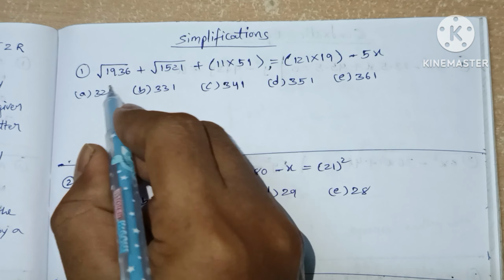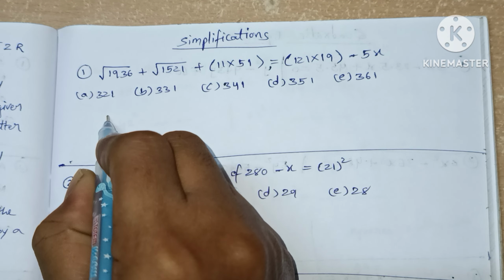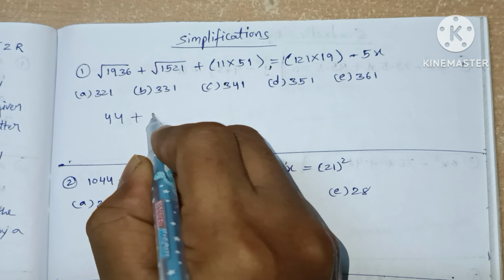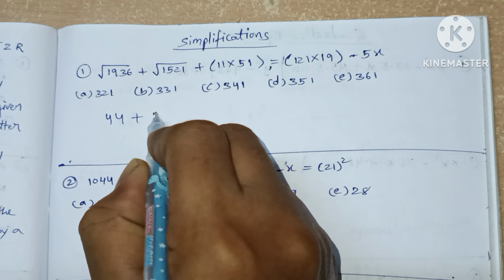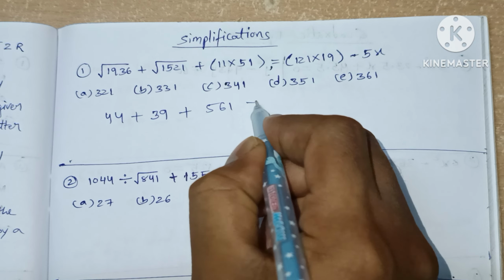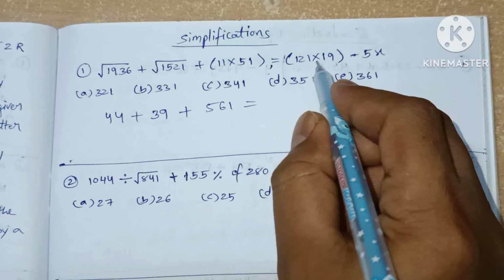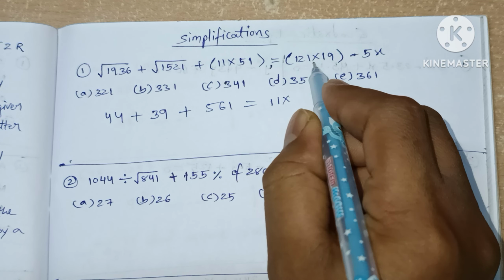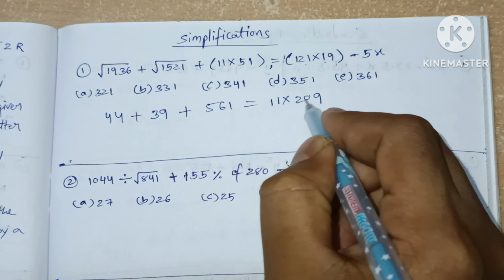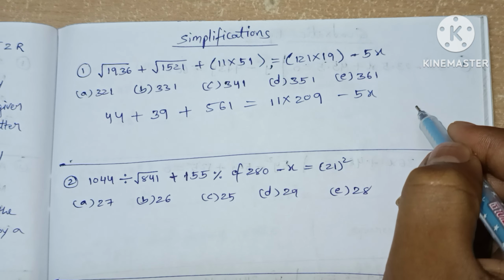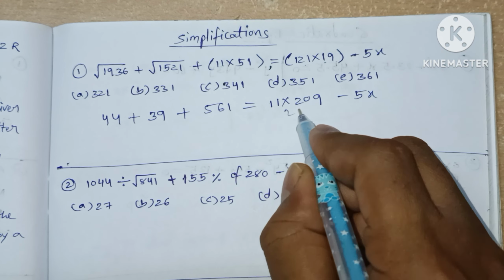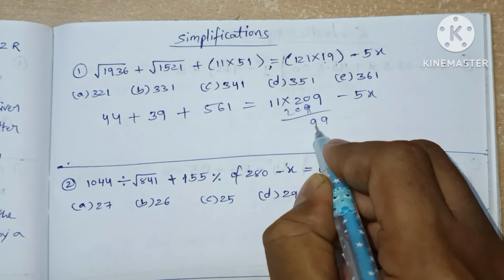Simplifications question number 1. 1936, which is 44, plus 1521, which is 39, plus this will be 561 equals to, let's leave this as 11 into 19, means 209, minus 5x. So this will be 209, so we get 9922.